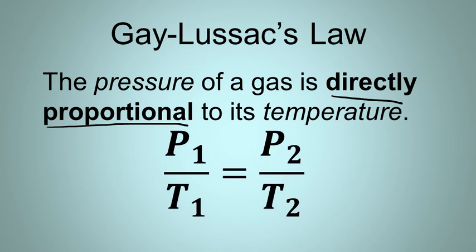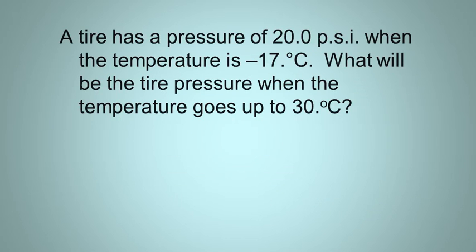Here's the equation that goes along with that. P1 over T1 equals P2 over T2, where P1 is the starting pressure, T1 is the starting temperature, P2 is the final pressure, and T2 is the final temperature. And once again, temperature has to be in kelvins. And so we need to get in the habit of converting those temperatures to kelvins, just like we did with Charles' law. So here's an example with that gas law.